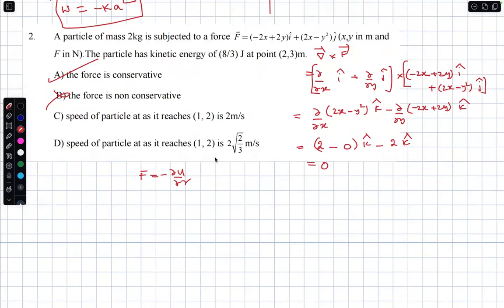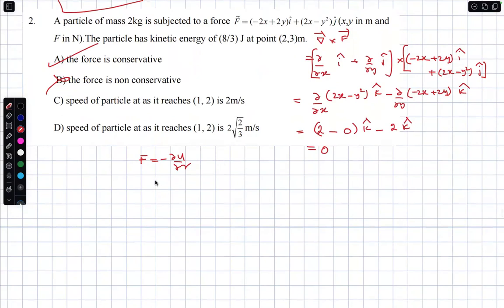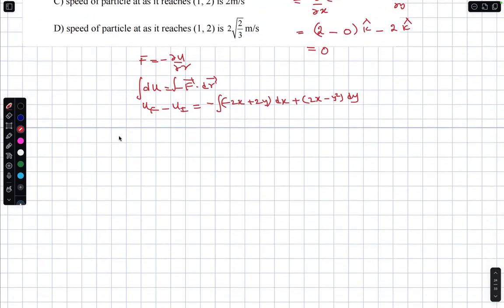That is the definition of conservative force. Otherwise, dU is minus F bar dot dr bar. So now do the integration part. U final minus U initial is equal to minus of F bar dot dr bar, minus (2x plus 2y) dx plus (2x minus y square) dy. Don't get confused. I am doing this very clearly.